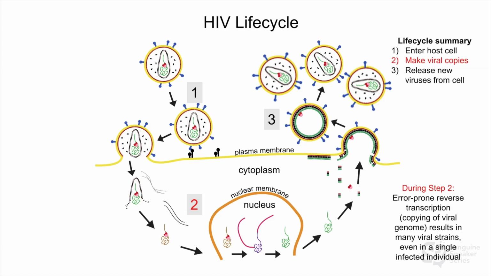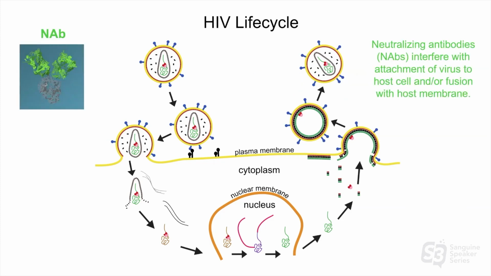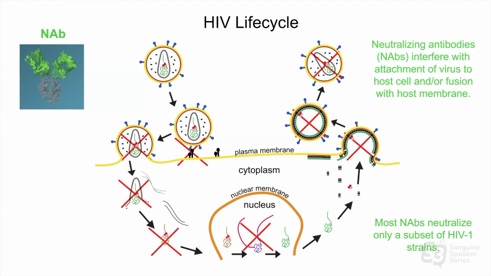Now, it turns out that people do make neutralizing antibodies against HIV when they're infected. So neutralizing antibodies would interfere with the attachment to the host cell receptor, or maybe the fusion process. And then what happens is none of the subsequent steps take place at all. So that's a great way to get rid of the viral infection if you can make enough neutralizing antibodies. Now, the problem for HIV is that most neutralizing antibodies neutralize only a subset of HIV strains.